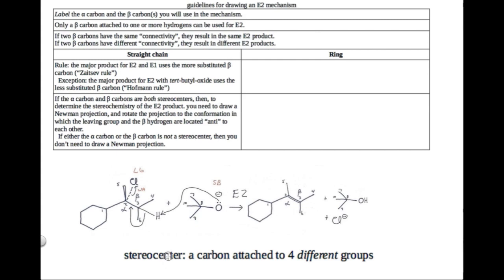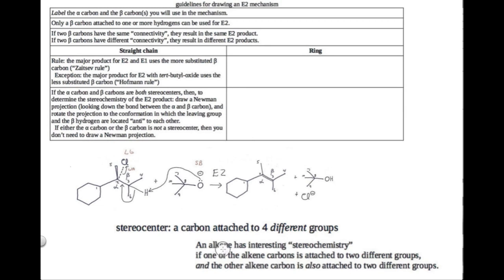Remember, a stereocenter is a carbon attached to 4 different groups. Carbon 2 here is a stereocenter because it's attached to 4 different groups: a chlorine, a methyl, this carbon chain on the right, and a different type of carbon chain on the left. On the other hand, carbon 3, the beta carbon, was not a stereocenter because it was attached to 2 identical groups, 2 methyl groups. So because the beta carbon was not a stereocenter, we didn't need a Newman projection for this problem.